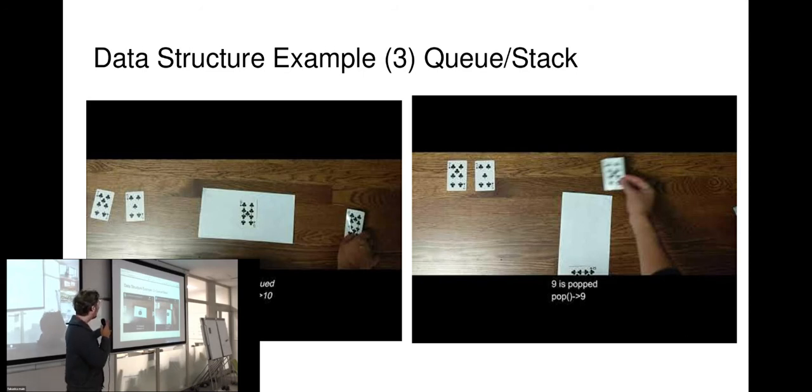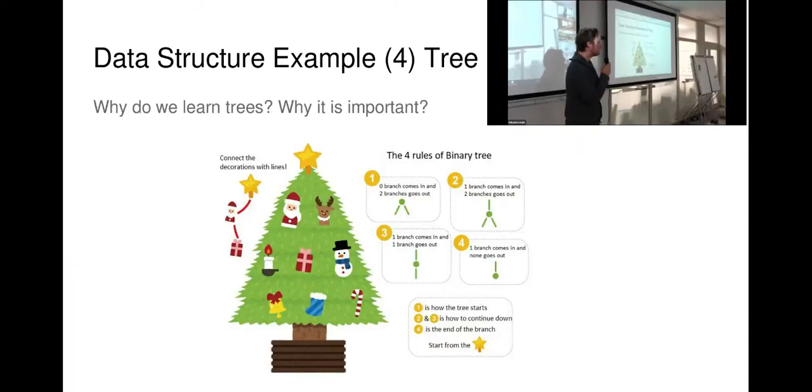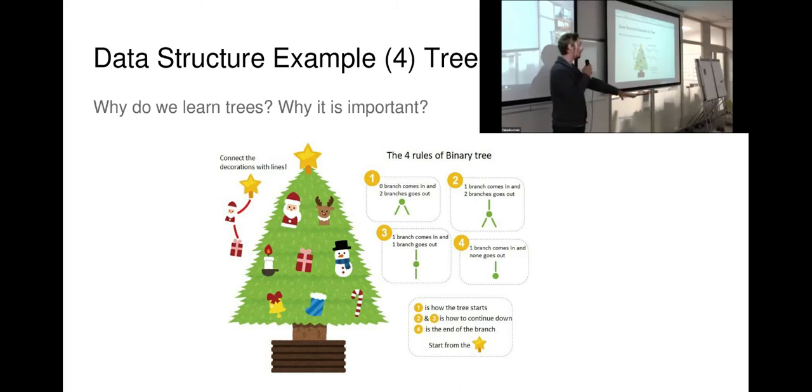It's called a queue and a stack. A tree is another example of a data structure. Everyone did it for homework. What was the data in the homework? It was numbers or decorations. And the relationship, it's the lines on the tree. So this is our relationship.